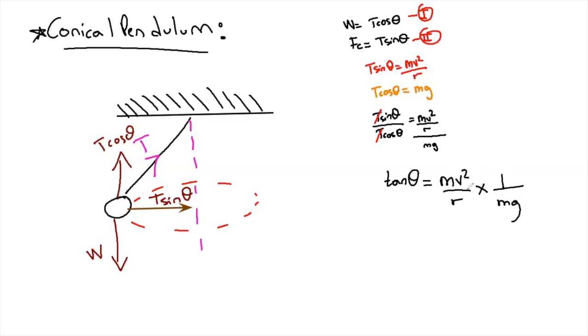If I'm dividing mv squared over r by mg, I'm just multiplying it by 1 over mg, so tan theta is equal to mv squared over r over mg. And we know that m is going to get canceled out, and we're going to get a new formula. You're not supposed to remember this formula, but you are supposed to know that in the paper they're going to ask you how to derive these things. So it's going to give you v squared over rg.